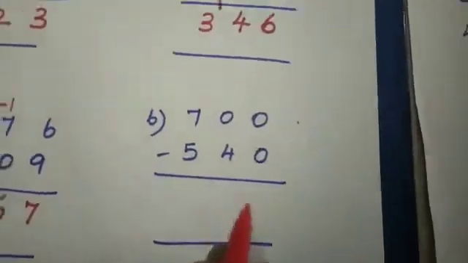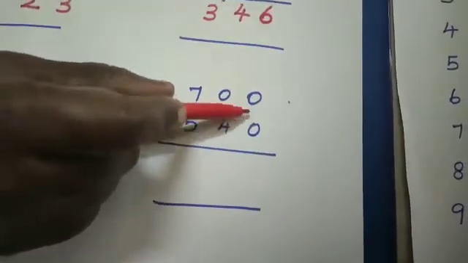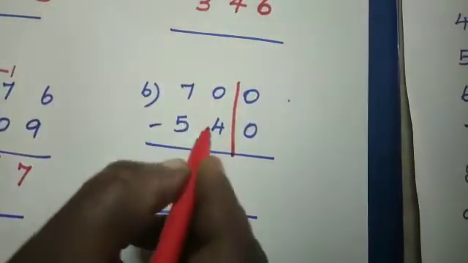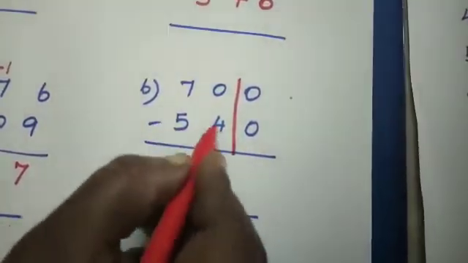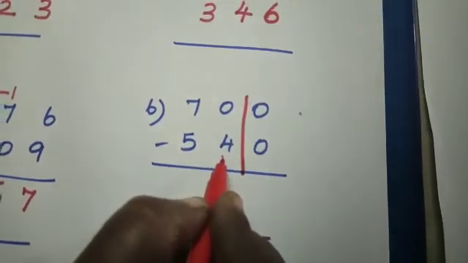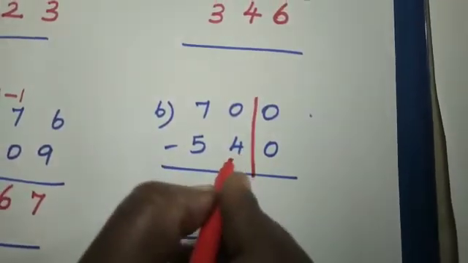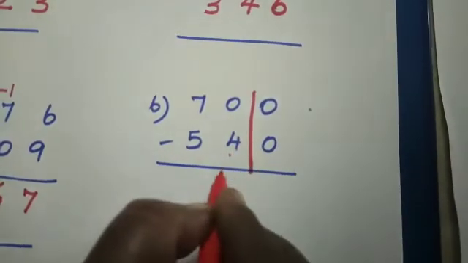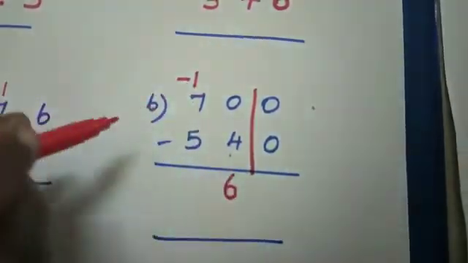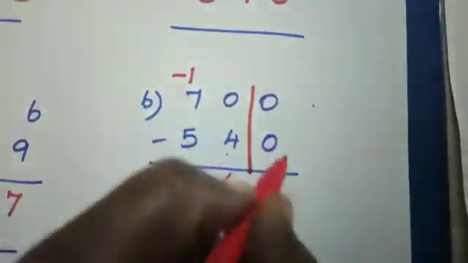The last sum. Children, here you see both the numbers are 0. So here I am splitting it. Now from here I am going to do the complement. So what complement will you be taking? 10 complement, because we are considering only these 2 numbers. 10 complement of 4 is 6. And here what we have to do? Reduce 1. If you reduce 1, it is 6. 6 minus 5 is 1. And here 0.